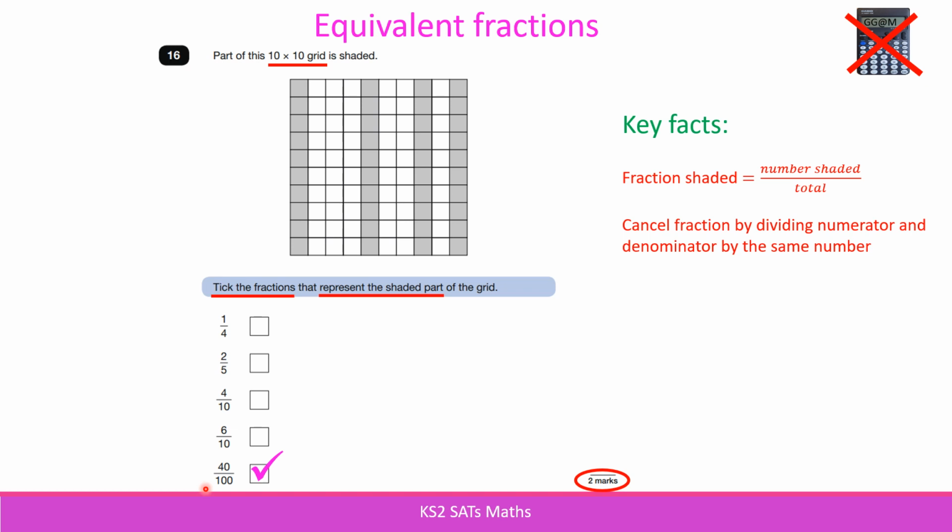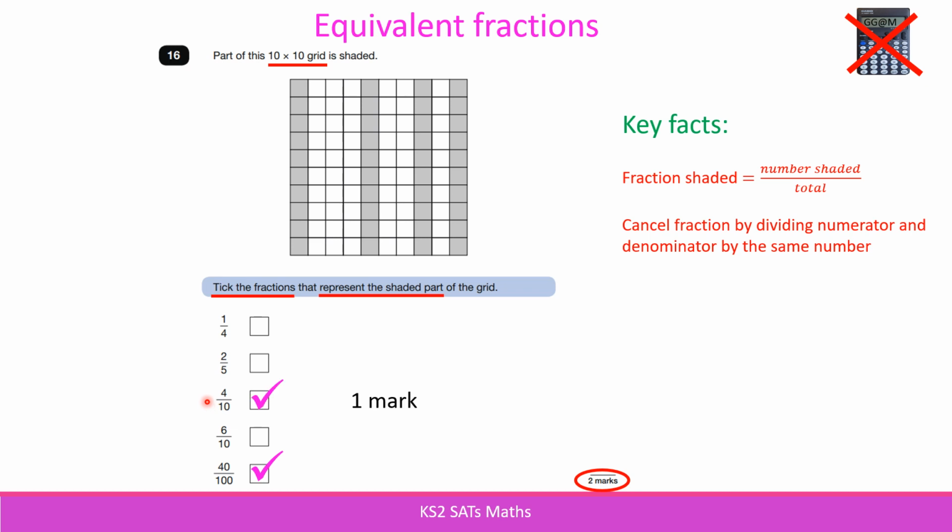Now once you've got 40 over 100, you've then got to work out which one or more of these fractions up here is going to be exactly the same as 40 over 100. So we've got to cancel this fraction. So we need to divide the numerator, which is the top number, and the denominator, which is the bottom number, by the same number. Now when both numbers end in a 0, the easiest thing to cancel with is dividing both numbers by 10. Now 40 divided by 10 is 4, just get rid of a 0. 100 divided by 10 is just 10, get rid of a 0 here, so I can get rid of these two zeros, which leaves me with 4 over 10, which is this fraction here.